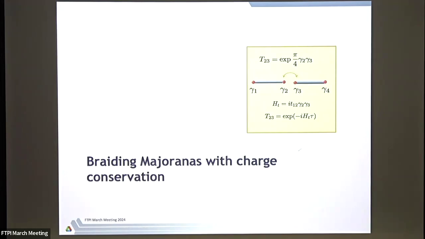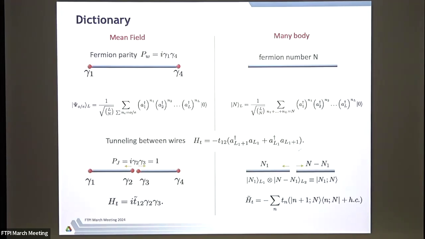So there is a dictionary you can establish between the mean field situation and this, let's call it many-body situation, by which I simply mean number projected wave functions. So the wave functions in one case are those sums over either even or odd numbers of particles. Here we're restricting to a particular number of particles.